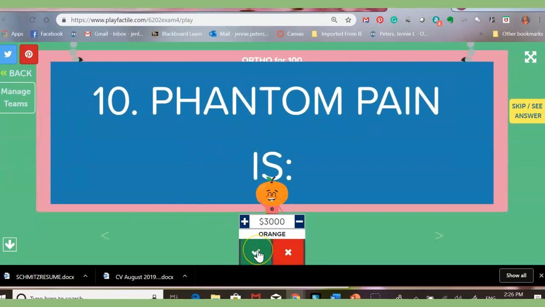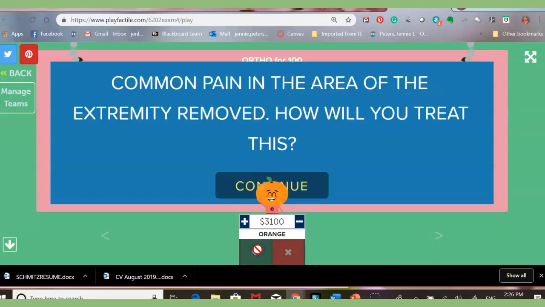What is phantom pain? So these people have had amputations for a variety of reasons. A lot of it is diabetic sores, ulcers that have not healed. That becomes ischemic, gangrene. We don't want the infection spreading, etc. Gets into the bone. So this is common pain in the area of the extremity removed.